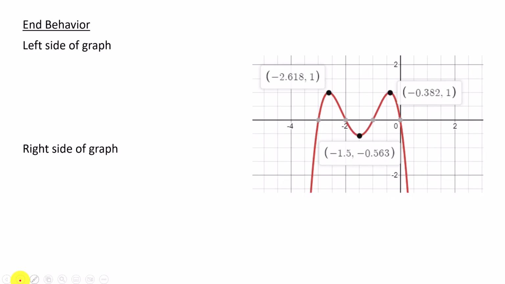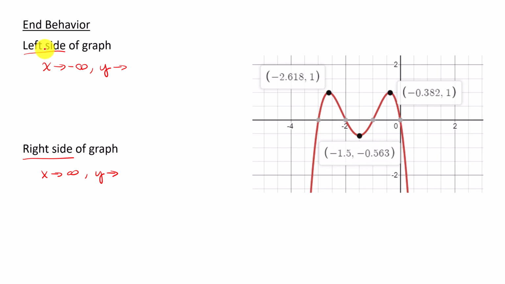Okay? All right, last part of this graph, I want you to take a minute and find the end behavior. So for the left side of the graph, remember we're going to say as x approaches negative infinity, what is y approaching? And then this says right side, so as x approaches positive infinity, what is y approaching? So I want you to take a minute and try that and then check your answer with me.